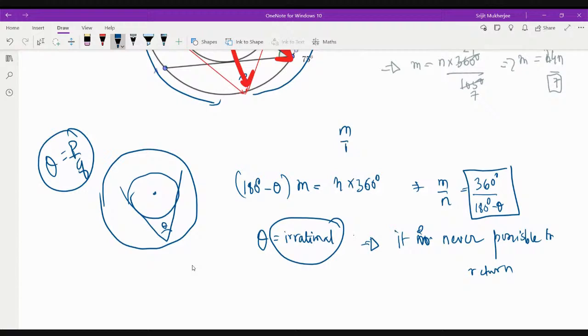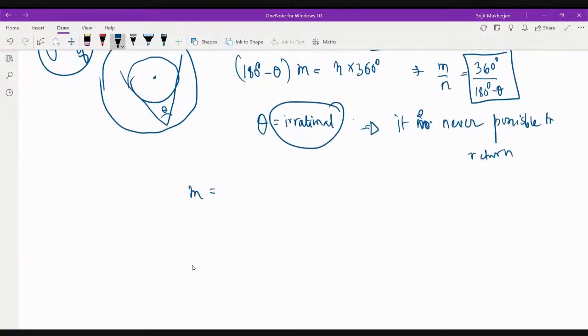Just put m by n equal to 360 degrees over 180 degrees minus theta. You can find out from here that essentially it will be this divided by the GCD of these two. So m is equal to 360 degrees q by 180 degrees (q minus p), times n.